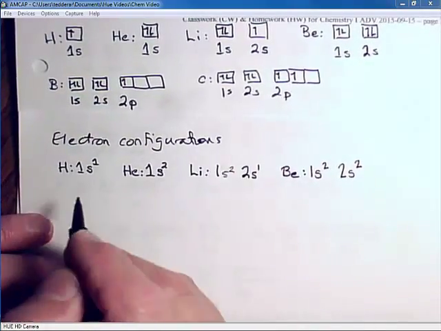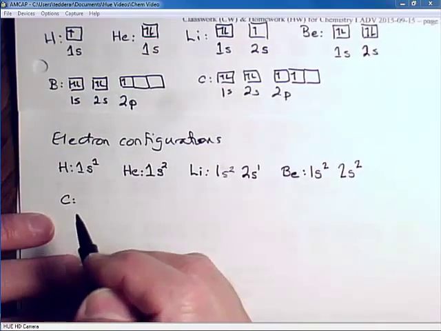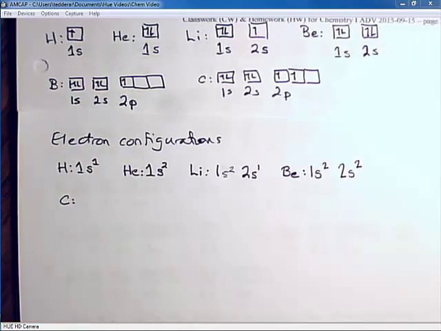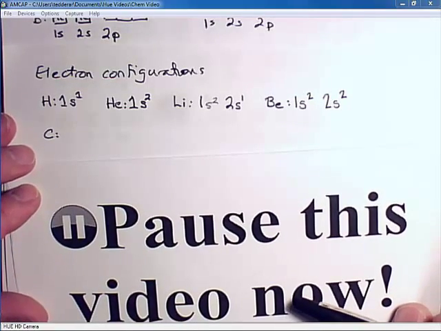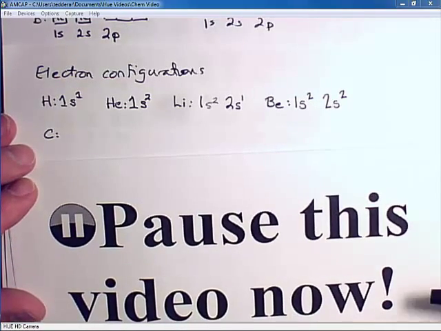Well, let's skip over to carbon then. Why don't you do carbon real quick, and then I'll come back behind you and make sure you got it right, and then we'll skip over to other things. Like I said, this seems to be a lot easier than the other. So do carbon.